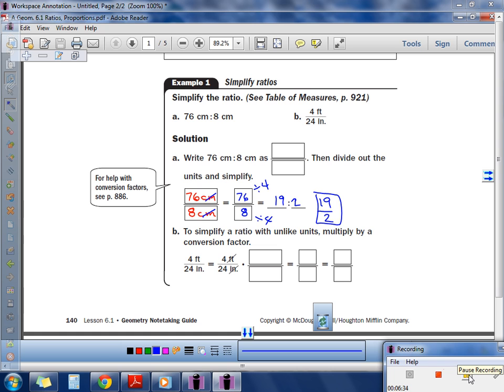The next one's a little bit more challenging because if you notice up here, they don't have the same units. We have to deal with those units. So we're going to use some of their work down here. They say 4 feet and 24 inches. Well, what we should realize is that feet and inches are related to each other. 1 foot is how many inches? 12 inches, and you should know that.